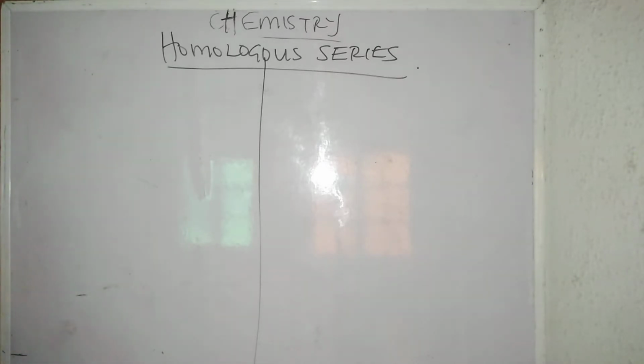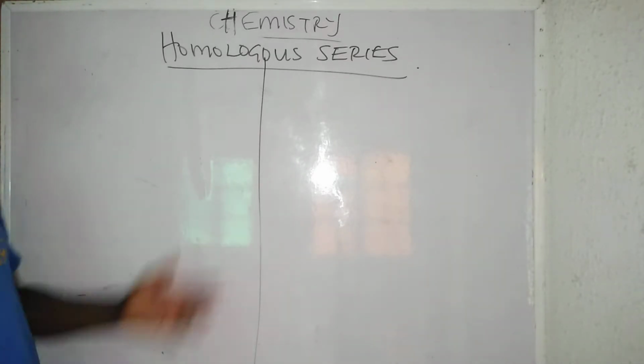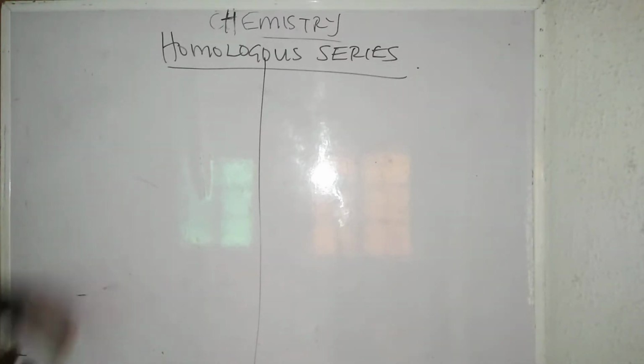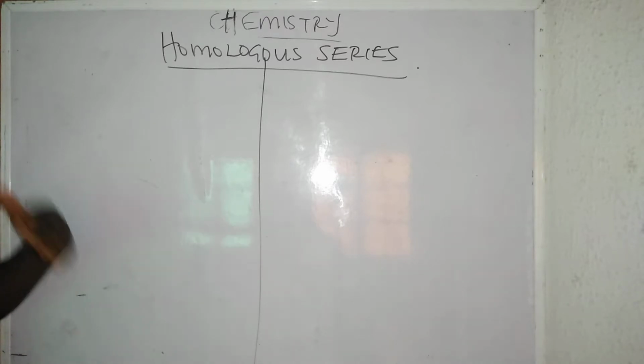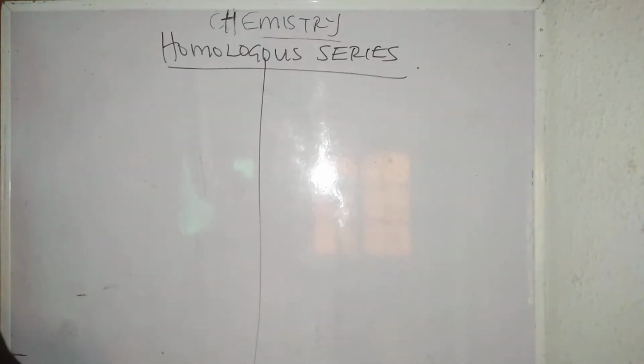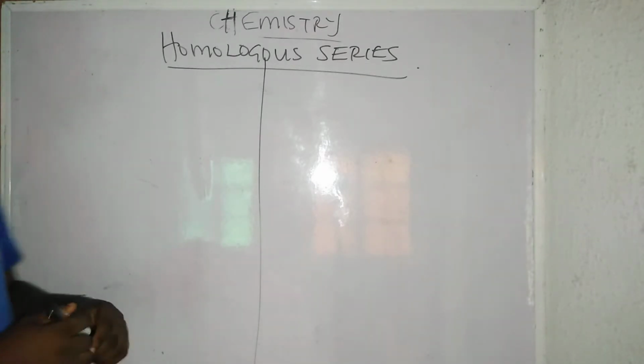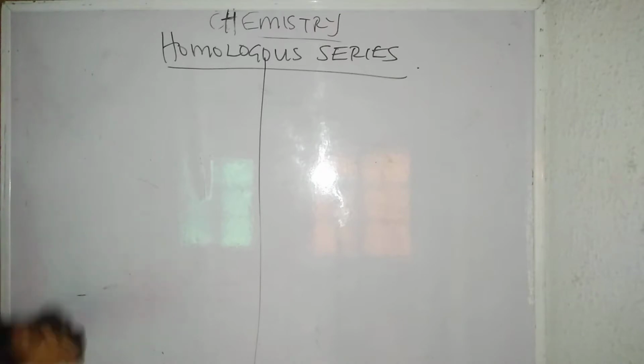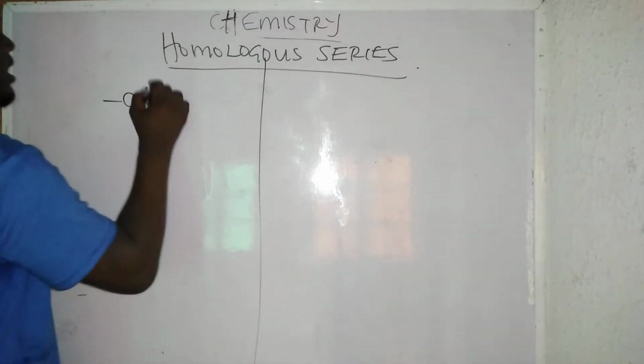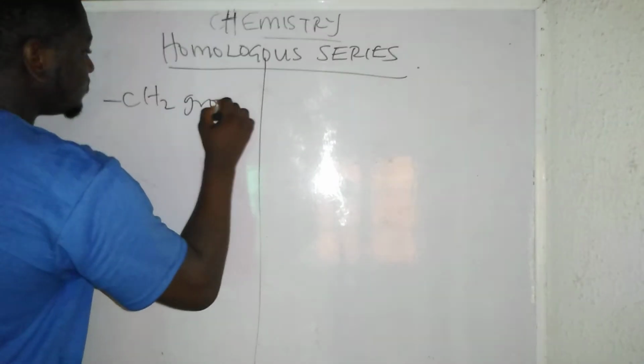So what is homologous series? Homologous series is defined as the family of organic compounds that follows a regular structural pattern, in which each successive member differs by a CH2 group.